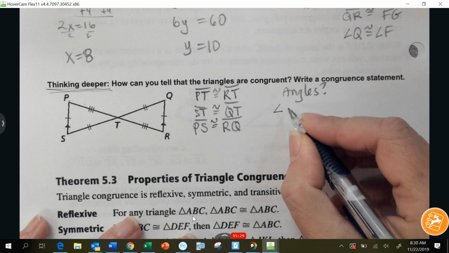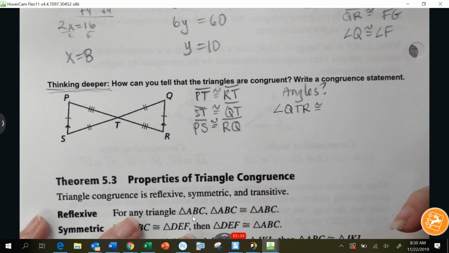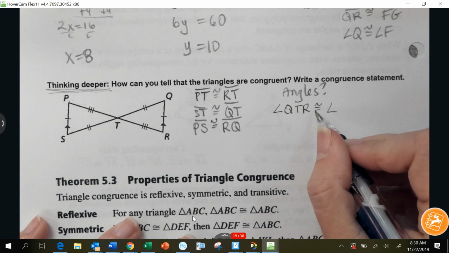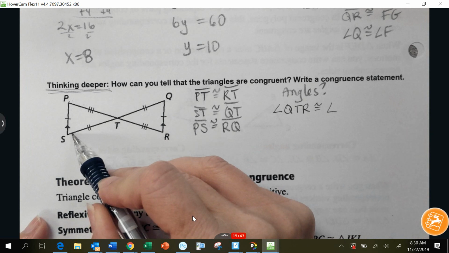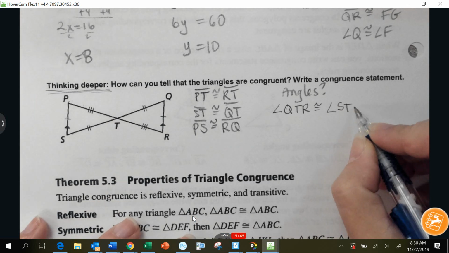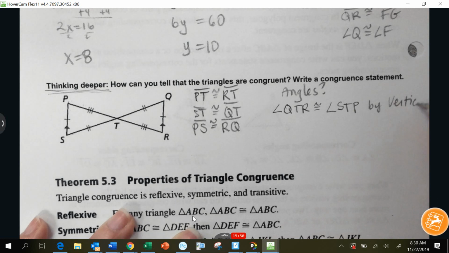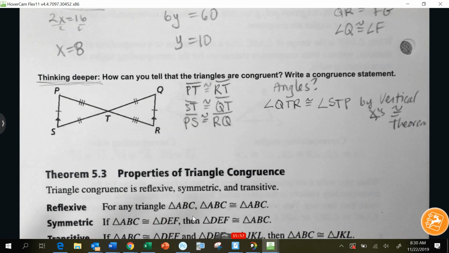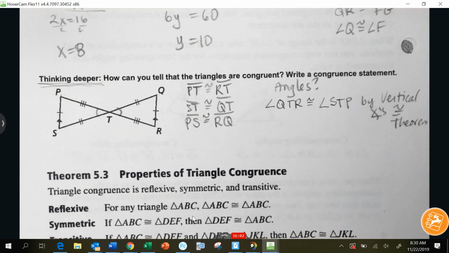QTR. Are you saying the second one? Yeah. I just couldn't hear you, hon. QTR, what corresponds to Q? S, TP. I just couldn't hear you. Okay, by vertical angles congruence theorem. Okay, if they're vertical angles, they are congruent. Got one down.